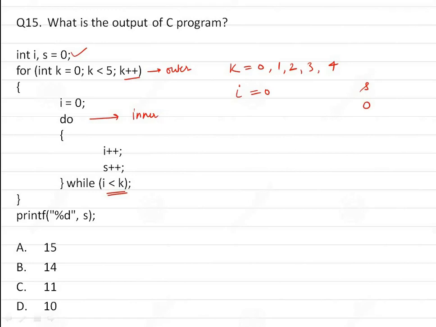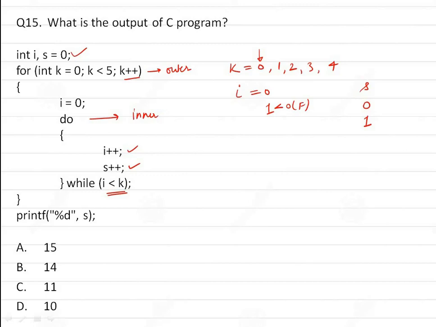First time, since do while is an exit control loop, we will enter the loop. The value of I becomes 1, I plus plus, and s is also incremented, s plus plus, so the value of s will become 1. Then we will check the condition, I less than k. The value of k is currently 0. So 1 is less than 0, this is false, so we will exit the loop.